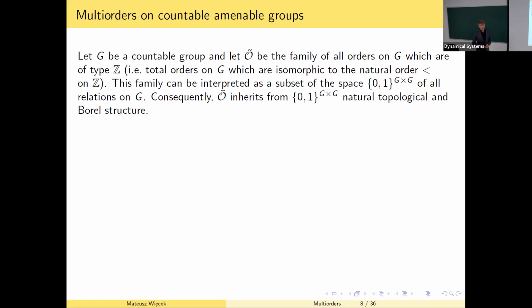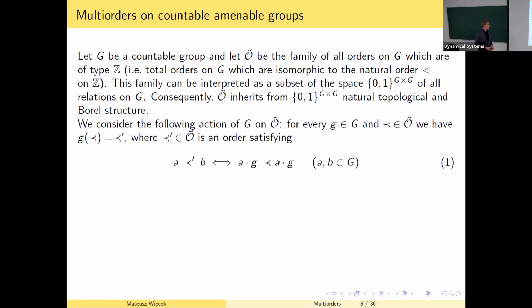And this family, of course, can be interpreted as some subset of the space of all relations on G, so it inherits natural topological and Borel structure. And now we can consider the following action of the group G on our set O, namely for every order from our set O and every element g, we define the image of the order by this element g as an order which satisfies the following equivalence. So a is smaller than b in this new order if and only if a times g is smaller than, oh, there should be b times g, sorry, there is a typo, in the original order. This is kind of a pullback of an order to an order.